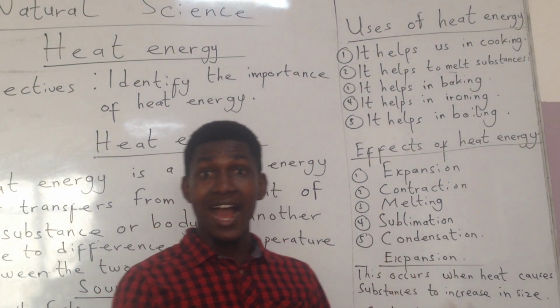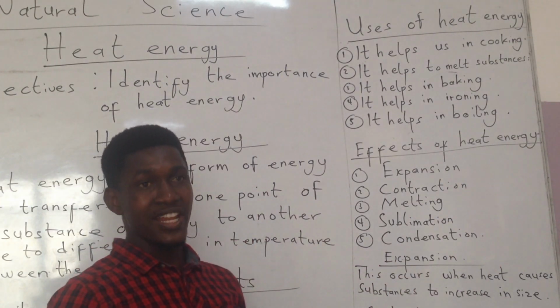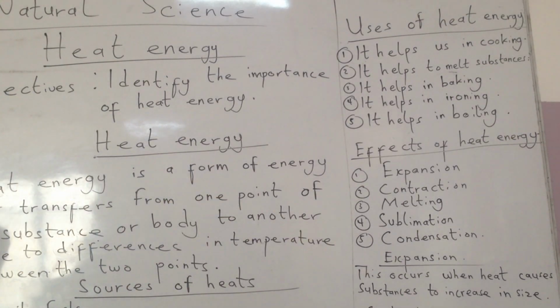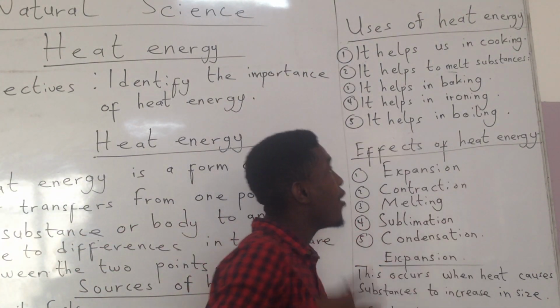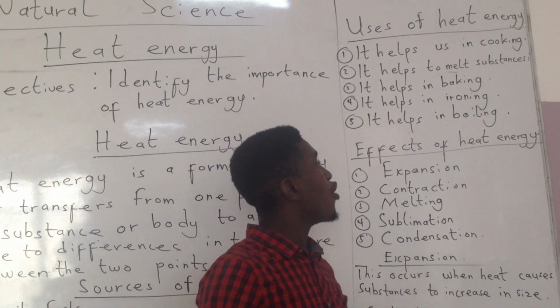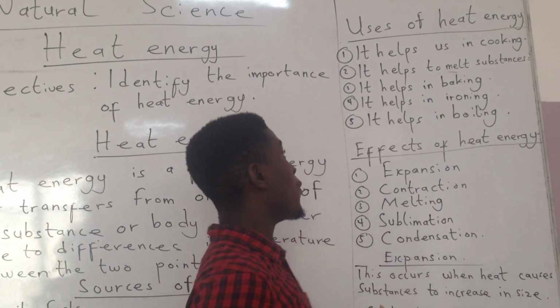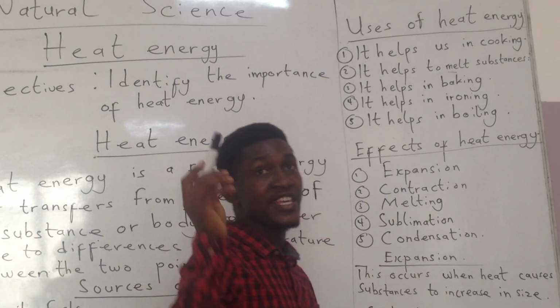We can use our gas, like what mommy has been using, the gas, okay? When the mommy turns on the gas. The gas is part of the fossil fuels, okay? So there are several types or several sources of heat energy that help us in cooking. So one of the uses of heat energy is that it helps us in cooking.